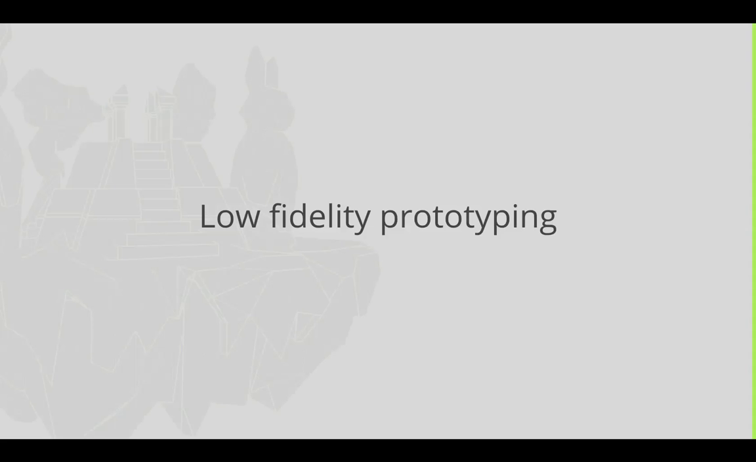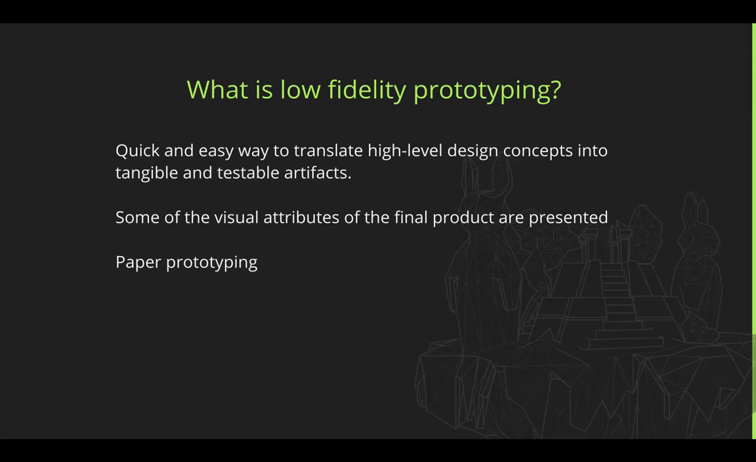So here's the first type of prototyping. It's low fidelity prototyping. It's usually paper prototyping. It's a quick and easy way to translate high-level designs into concepts and testable artifacts, so that you can very quickly draw something on a piece of paper to convey an idea instead of doing a full, complete design with all of the visuals and UI included.